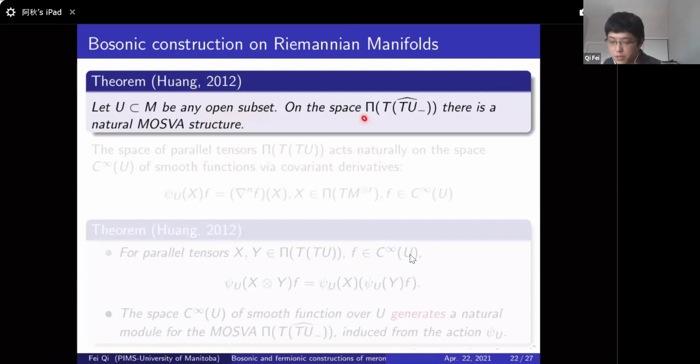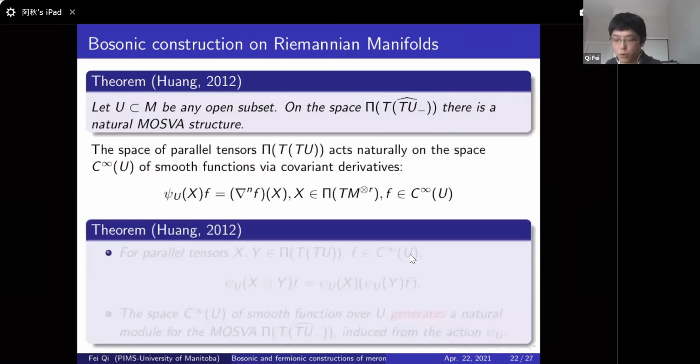So then on this space of parallel sections over this tensor algebra bundle, the tensor algebra bundle of the negative parts of the affinized tangent bundle, there is a natural structure of meromorphic open string vertex algebras. Moreover, this is actually still a formal construction. What is really interesting is the modules. So the space of parallel tensors will act naturally on the space of smooth functions.